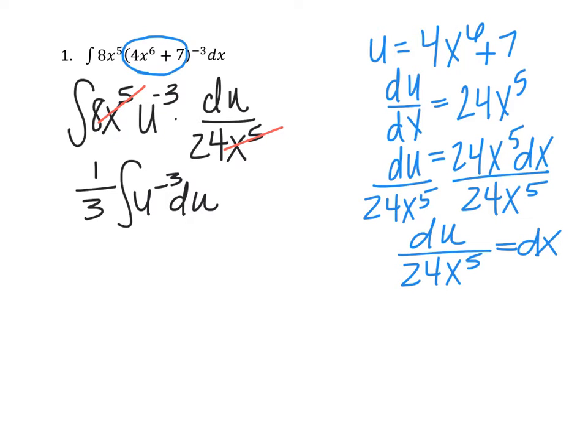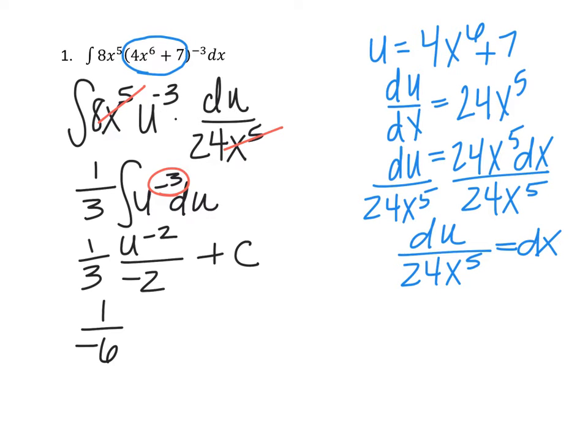Okay, now I'm ready to integrate. So that 1/3 will stay there. The integral of u to the negative 3 is u to the negative 2 over negative 2. And when we integrate, we have to make sure that we keep in mind there could be a constant as well. So we write plus c. Now remember, the way the negative 2 came about is you take the exponent and you add 1. Negative 3 plus 1 is negative 2, and that becomes your new denominator. So down here on the denominator, we have 3 times negative 2. So that's negative 6. So you can just write that as negative 1/6.